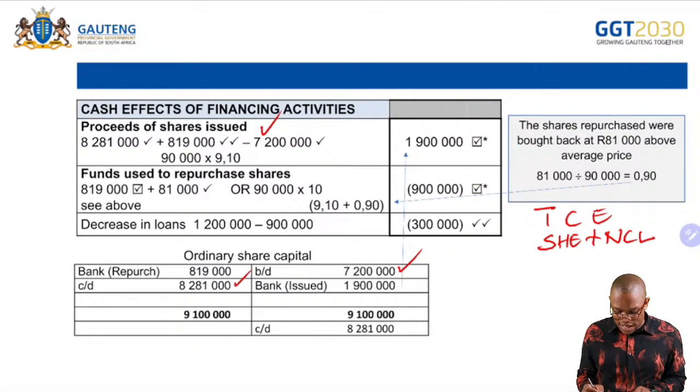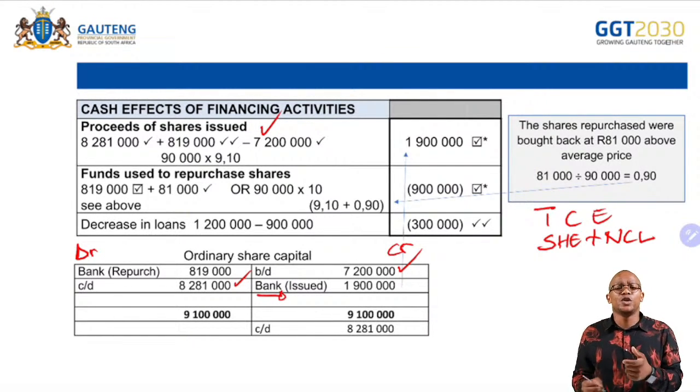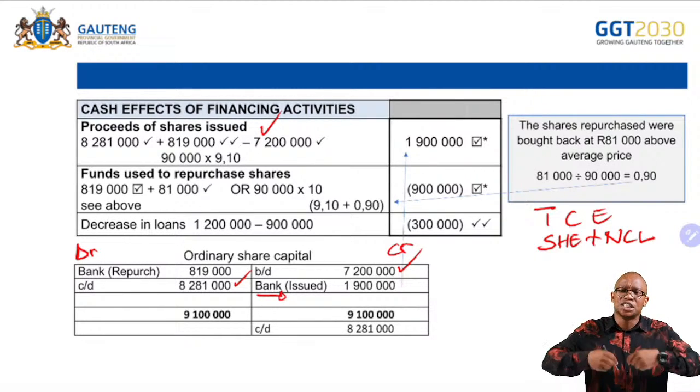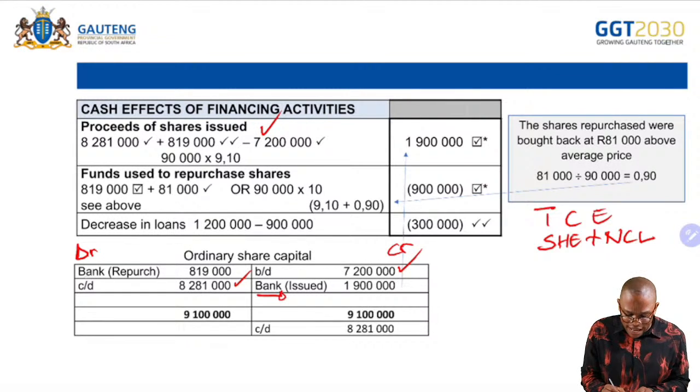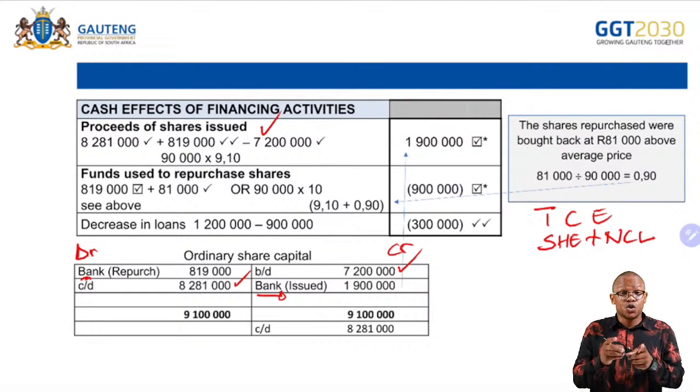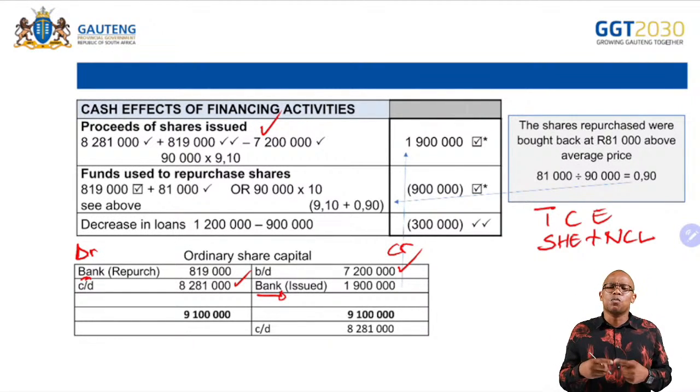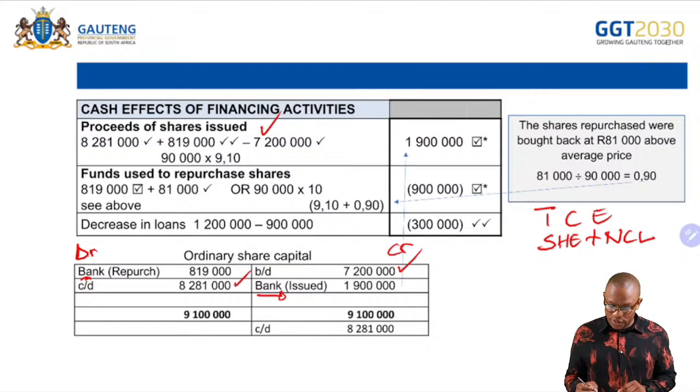But remember, on the credit side, you record the bank. Which bank is this one? It's when you as a company receive money after issuing shares. But the bank on the debit side is you as a company when you buy back the shares. Meaning now what are you doing? You are paying.